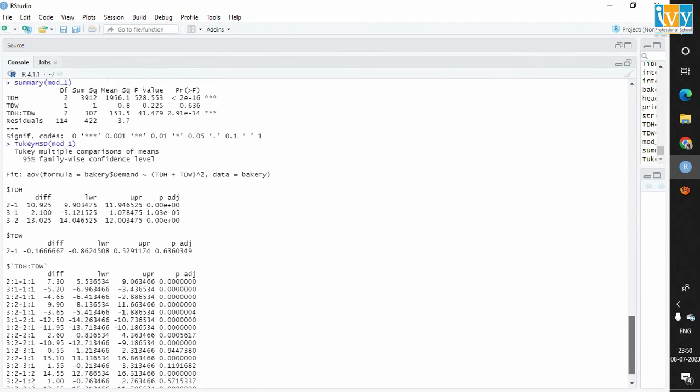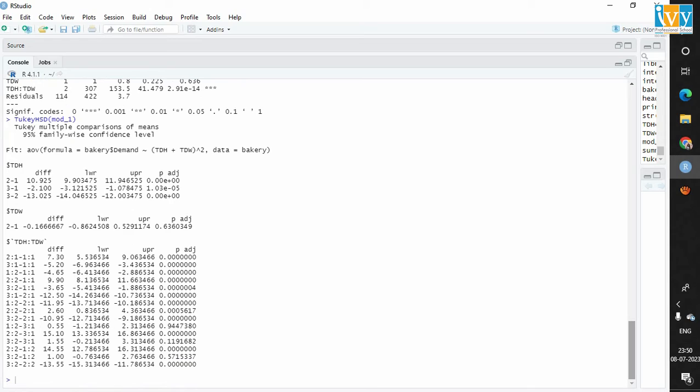Running Tukey's HSD test allows us to compare the means of different levels and identify which pairs are significantly different from one another. And the results of the Tukey's HSD test indicate that there are significant differences between all the three pairs of display height. So for all the combinations 2 by 1, 3 by 1 or 3 by 2, all of the p-values are quite small. So they're all significant.